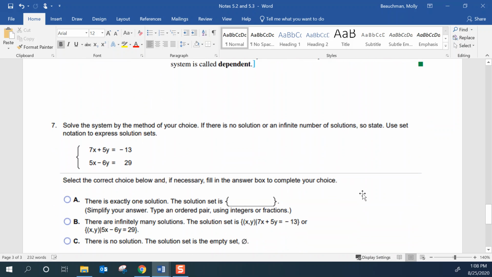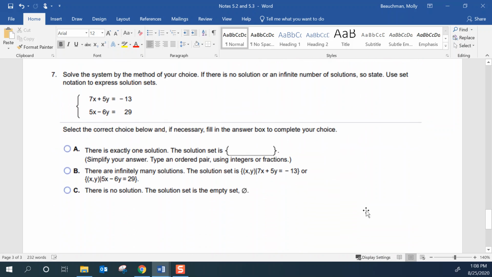All right, number 7, solve the system by the method of your choice. If there's no solution or an infinite number, so state. Use set notation to express solution sets. So looking at that, it looks like substitution would be really hard to do because there's not anything that you can multiply by easily or solve easily. So let's solve the system by elimination.